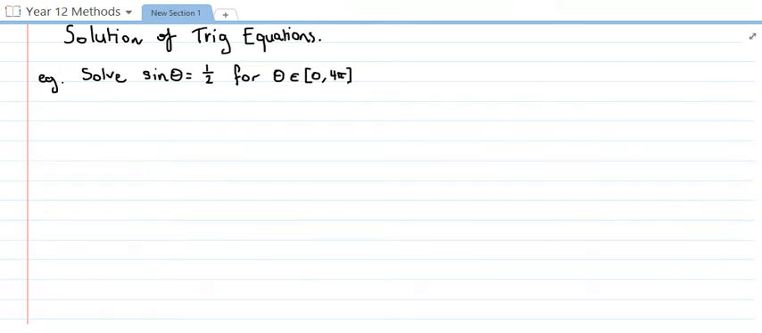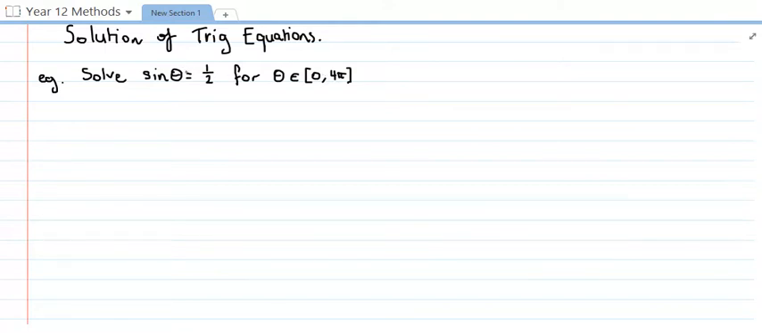Hi everyone. In the next couple of videos I'm going to talk about how to solve trigonometric equations. So I've got a nice quick one to start off with here. We're solving sine theta equals half for theta as an element of 0 to 4 pi. So we're talking about 0 to 4 pi here. That's indicating that we need to do 2 full revolutions of the unit circle.